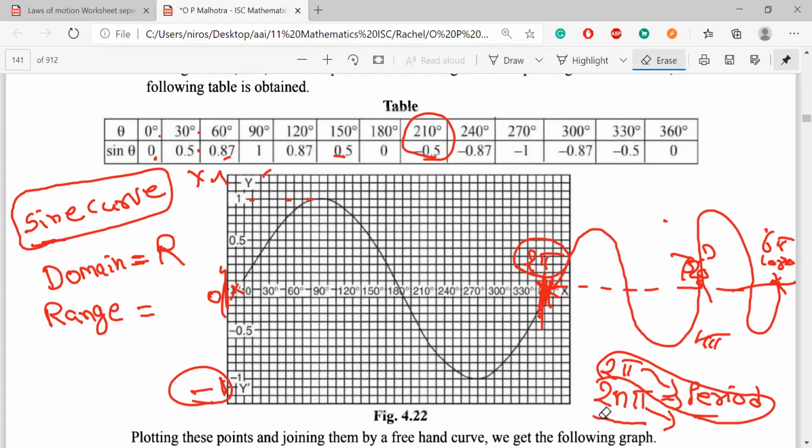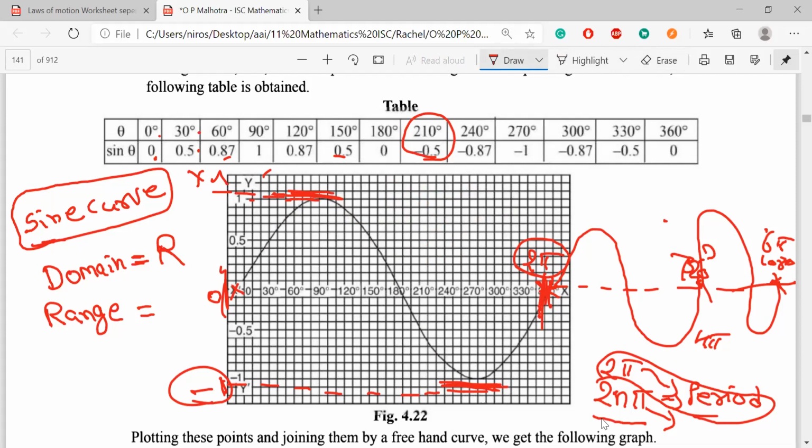Now what is the range of this? Range means output, that is in Y, correct? Is that also all real numbers? No, it is always between 1 and -1. It is not exceeding 1 and -1. These are the values of Y, that is called the range, the output. So it is going between -1 and 1.